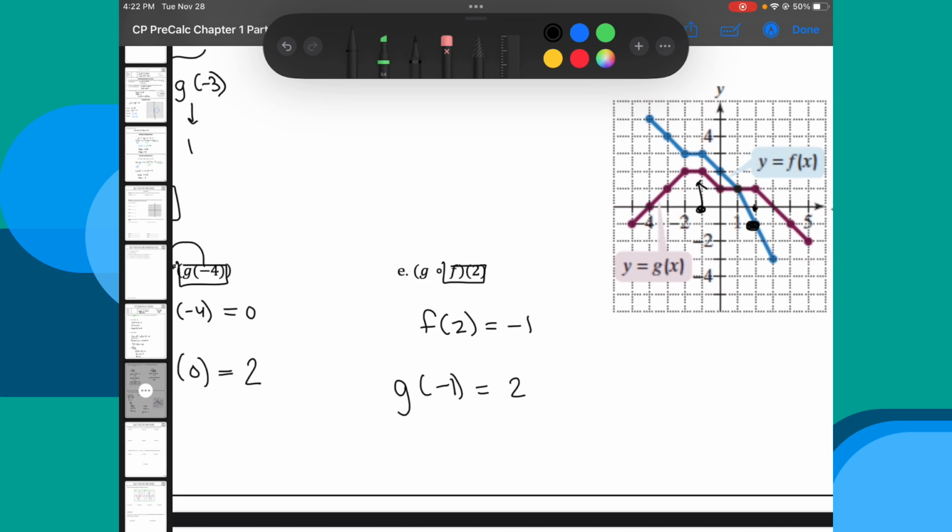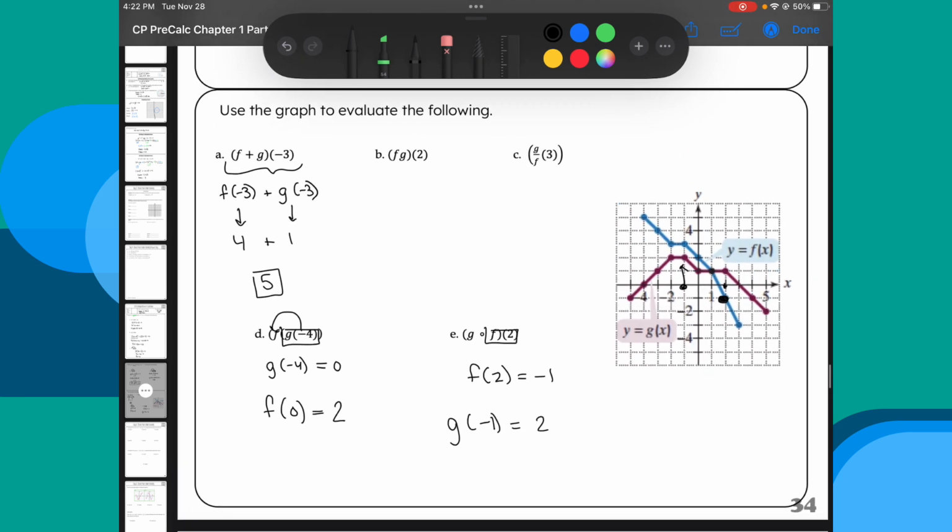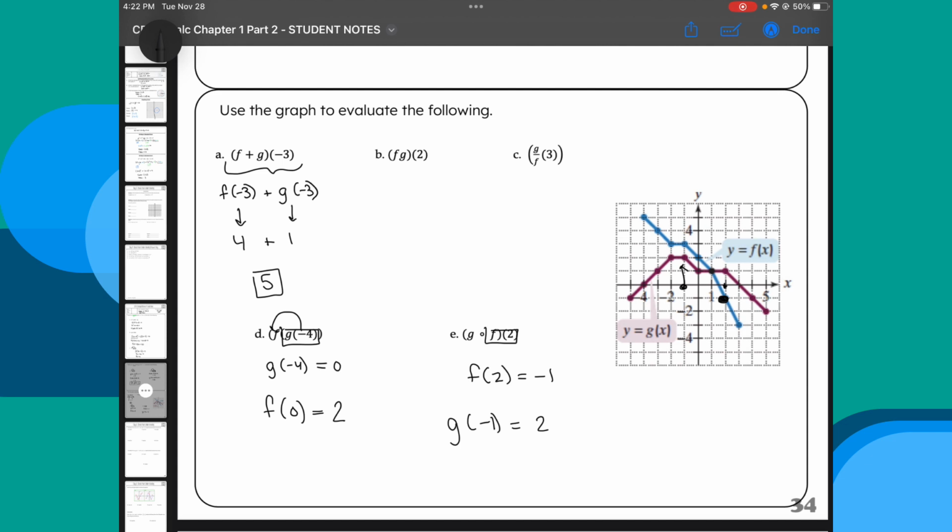So you can do composition of functions using the graph. You could just use the equations that they give you. It just depends what information they give you and how you're going to evaluate. But that's composition of functions, taking one function and plugging it into another.